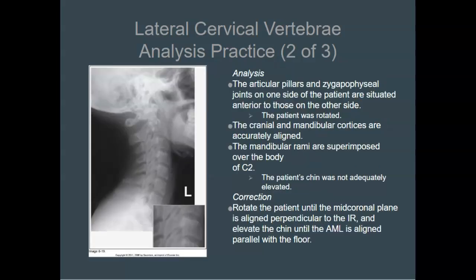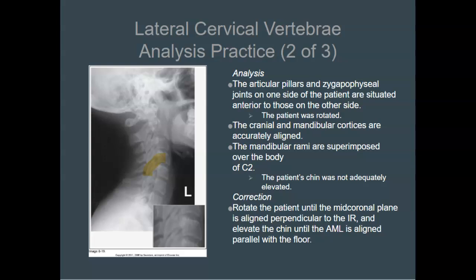In our next practice analysis, again, you want to look for all your anatomic structures. Are they present? Do we have C1 to C7? Count them. If we do, then we are good. In this case, we do. But next, you want to determine whether or not we have any type of rotation or tilt. And so we're going to look at the cervical articular pillars and the zygapophyseal joints. Again, in this projection, one is anterior to the other. You can see that right here. So that should indicate to you that there is some rotation.